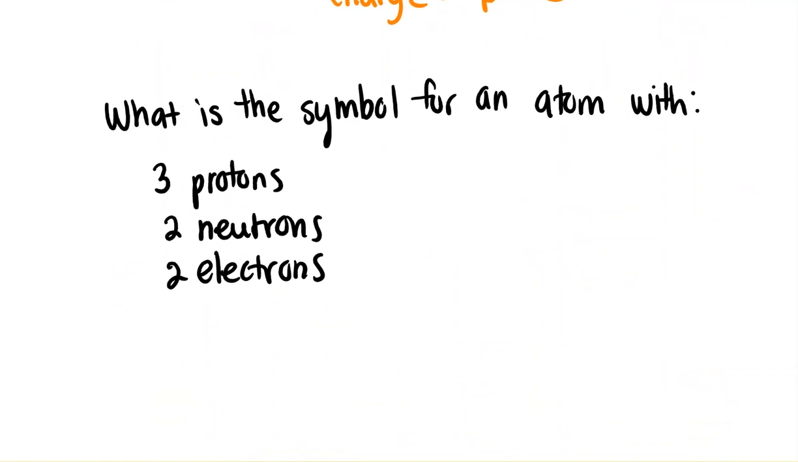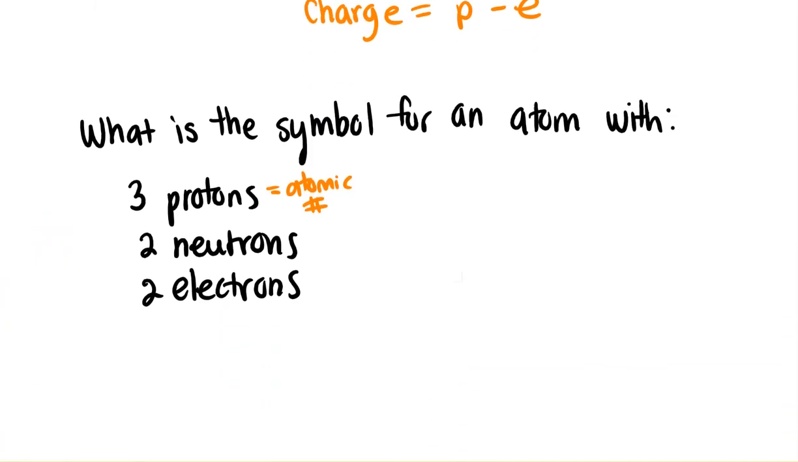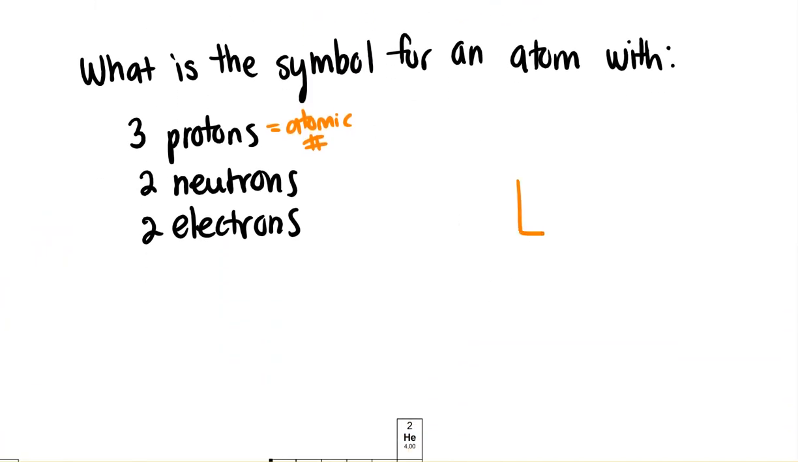Let's try one going the other way around. I've been told the particles. Let's figure out what element it is and so forth. So what element is this? Well, to find out, I need to remember that protons is equal to the atomic number. So I can look on a periodic table and find atomic number 3. And when I do that, it's lithium. So now I know my element symbol I'll use.